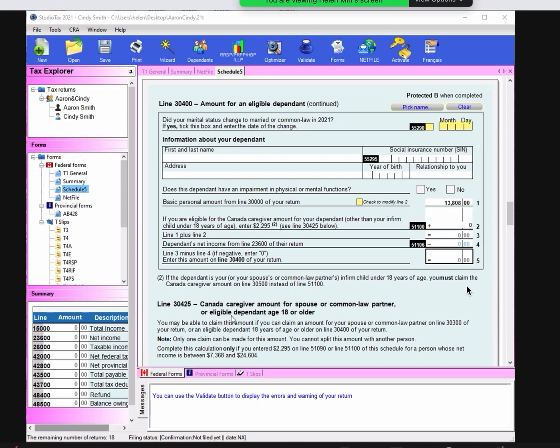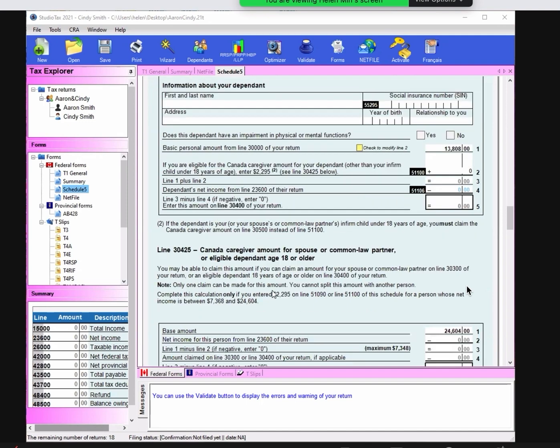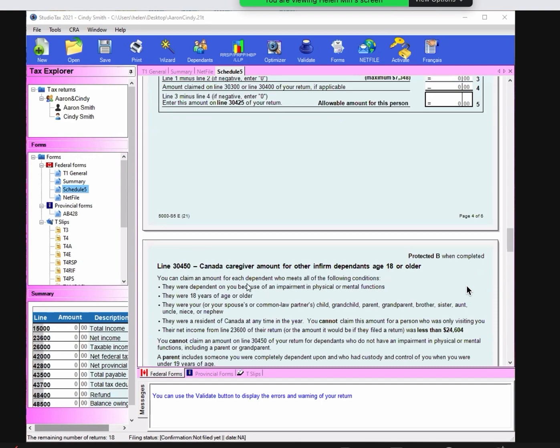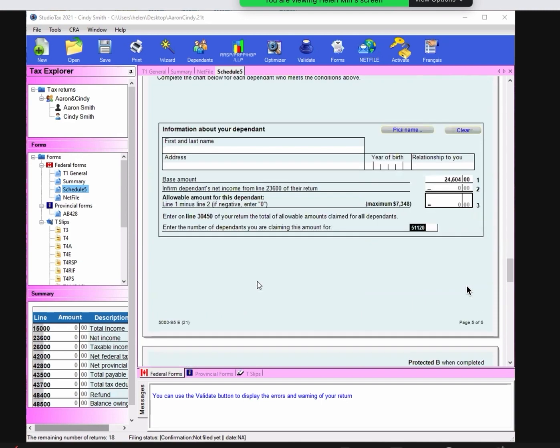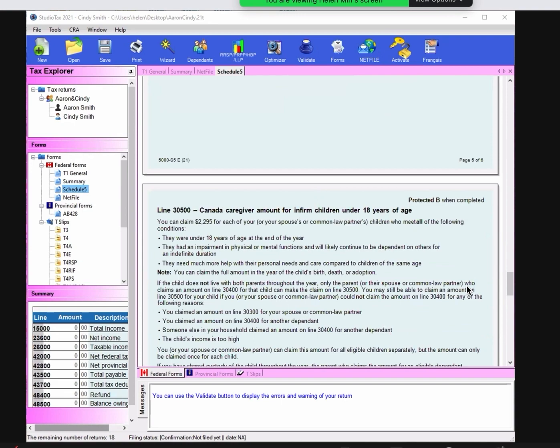What I'm confused about is that this line is only for a spouse or common law partner. And this child is not a spouse, and not an eligible dependent, right? Yes, because they have a husband and wife, they can just claim spousal. They are not eligible dependent. But they do have a disabled child, and the disabled child is under 18. For under 18, it is just the caregiver amount. Okay, the caregiver amount. I'll show you.